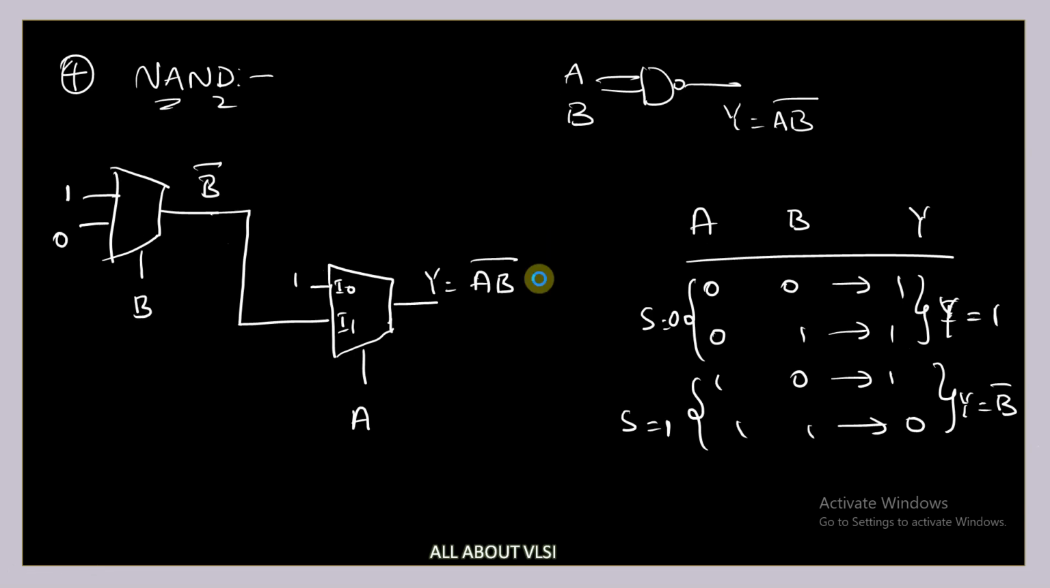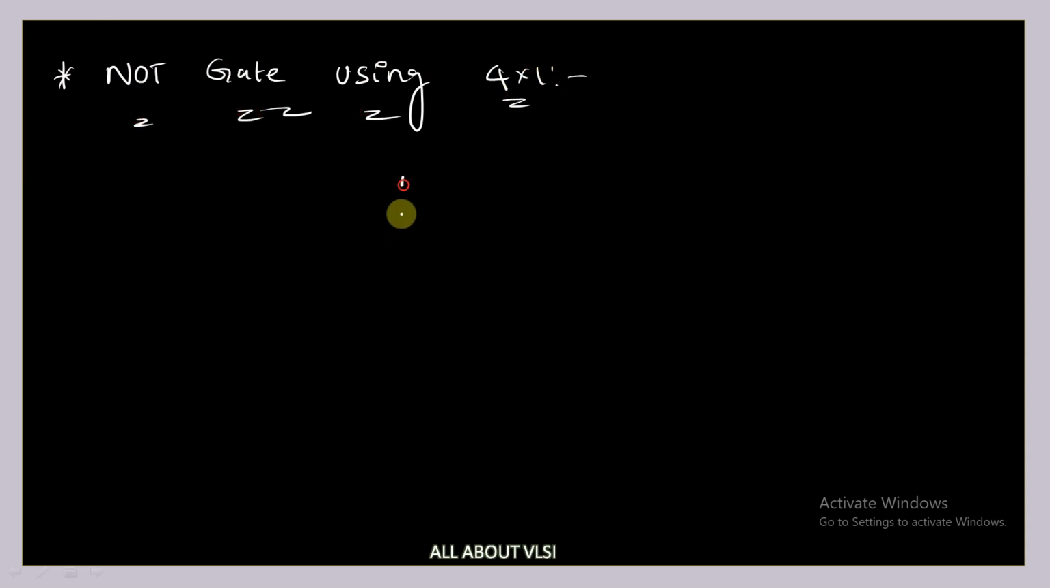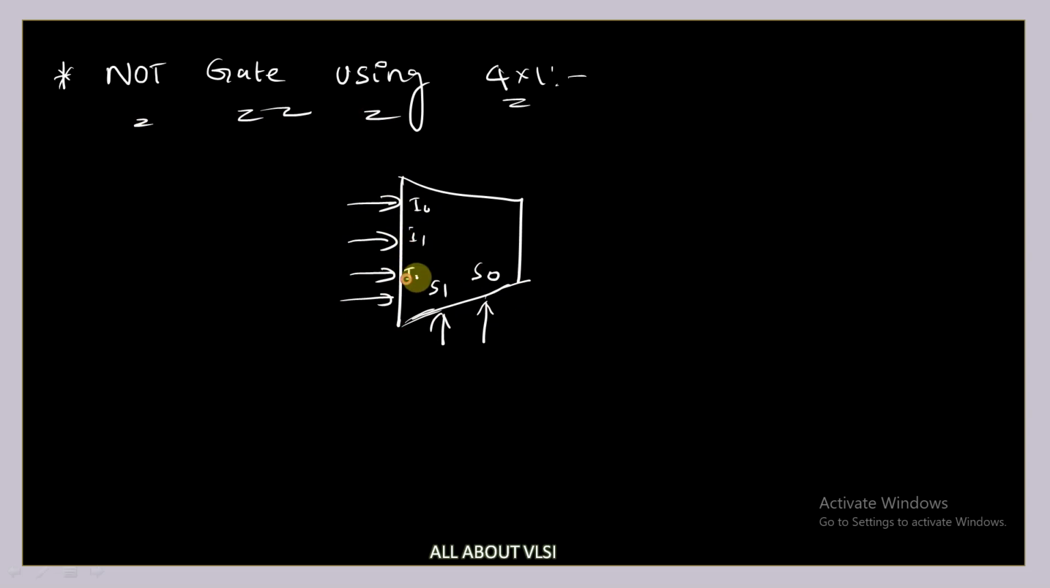Now, how to implement logic gates using a 4x1 MUX? Let us see them quickly. So let's see the simple NOT gate using 4x1. This is your multiplexer with two select lines, S1 and S0, and you have four inputs: I0, I1, I2, I3. And this is your output Y.